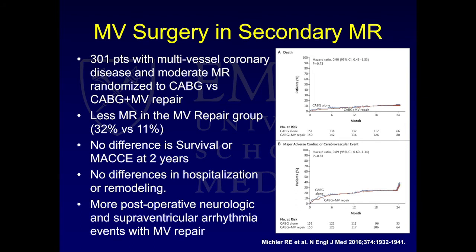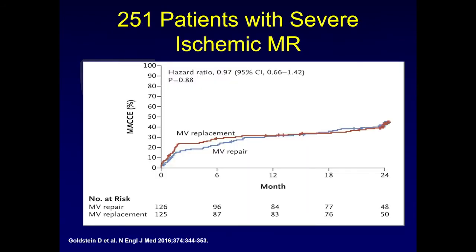As a matter of fact, they had more postoperative neurological events and supraventricular arrhythmias. So the extra pump time, cutting into the atrium, these have not been shown to be helpful just to correct moderate MR. Here's a series of 250 patients that were randomized that had severe ischemic MR, and they got randomized to replacement or repair. And again, replacement or repair did not have any change in major adverse cardiovascular outcomes after 2 years.